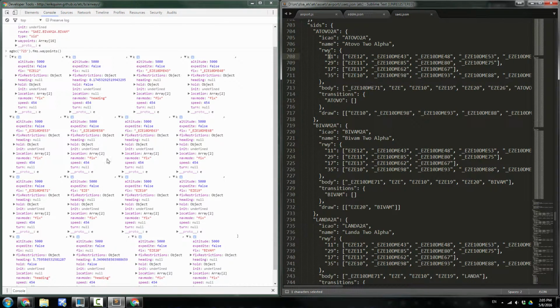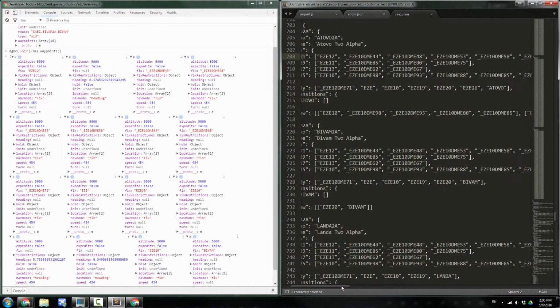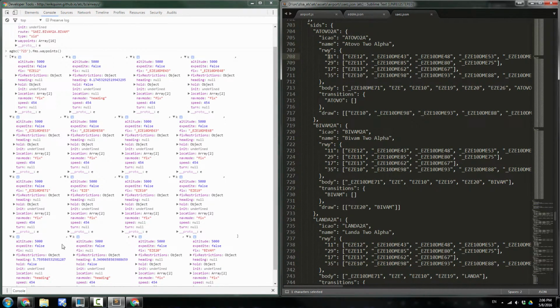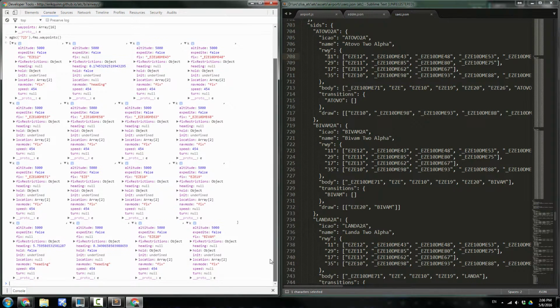Then we go into the body of 71. Is the A's 10, 19, 20, 26. Atovo. 10, 19. 20, 26? Is that not in there? 19.